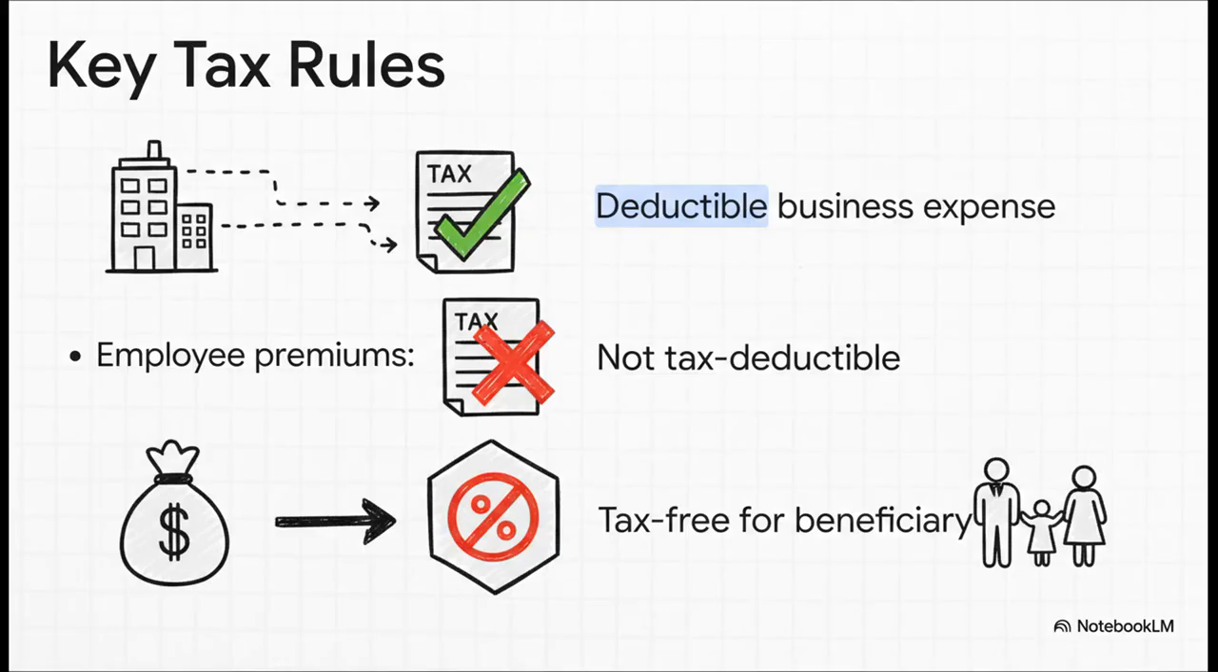The tax rules are actually pretty easy to remember. If the employer pays the premium, it's a business expense for them, so it's deductible. If you, the employee, pay it, sorry, no deduction for you. But here's the most important rule of all. The death benefit, when it's paid out as a lump sum, is received by your beneficiary completely 100% tax-free.